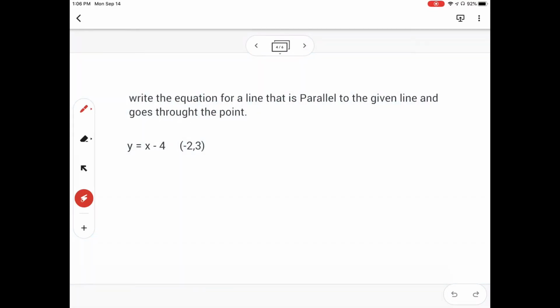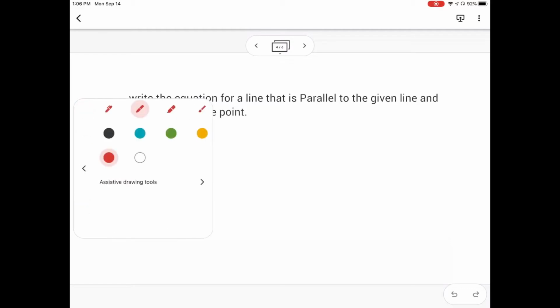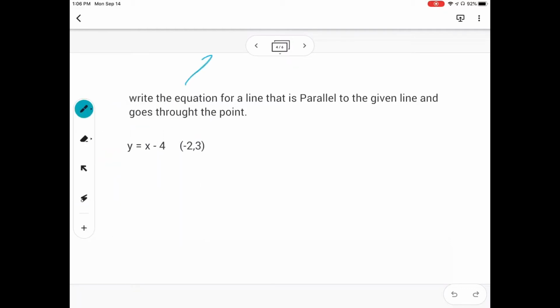So here's our first problem. Write an equation for a line that's parallel to the given line and goes through the given point. So we're given the equation of a line. This is a line on the graph. They gave me a new point. What I want to know is what's the equation of a second line that goes through the point and is parallel to the first line. It's a new line. We just want to know the equation of the new one so that it goes through this point here.